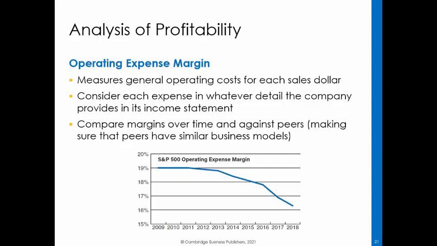Analysis of operating expense margin focuses on each expense in whatever detail the company provides in the financial statements. We compare the operating expense margin and margins for each of its components over time and against peers, making sure that peers have similar business models. We investigate deviations from historical trends or benchmarks to uncover the cause. Caution is advised, though, if a company cuts research and development, marketing, or compensation costs to improve profitability. There can be short-term improvements but cause long-term effects such as reduced market share or damaged employee morale.